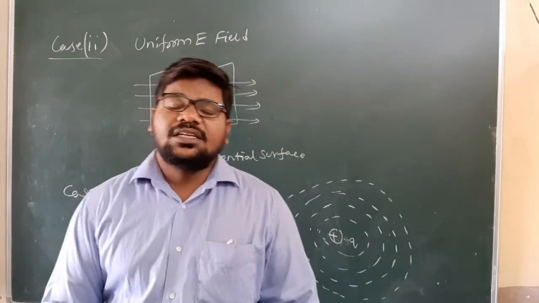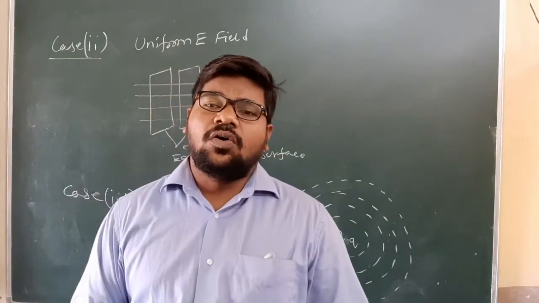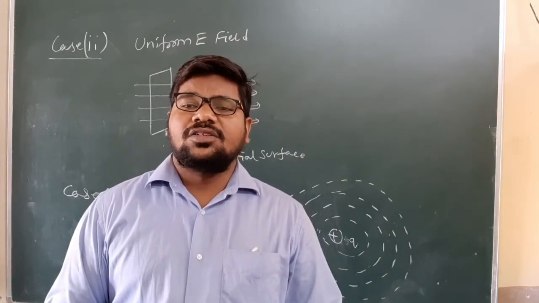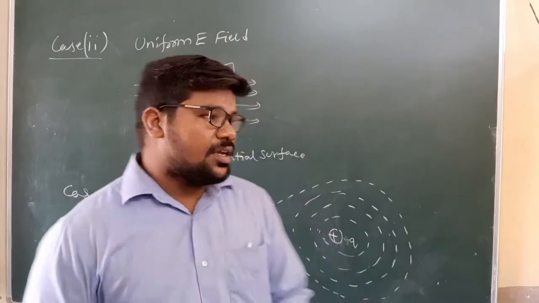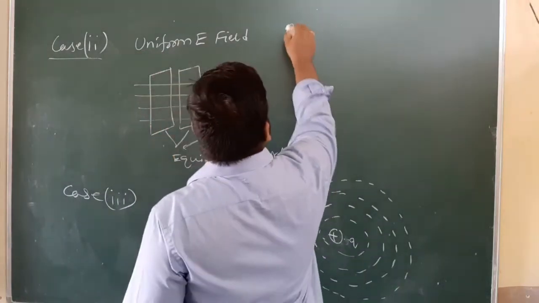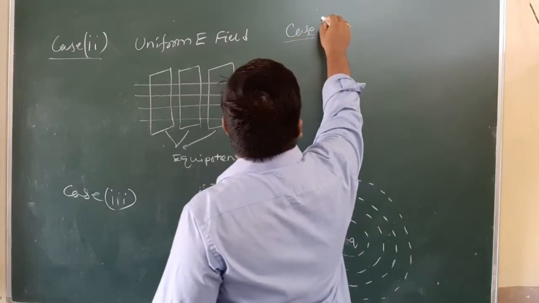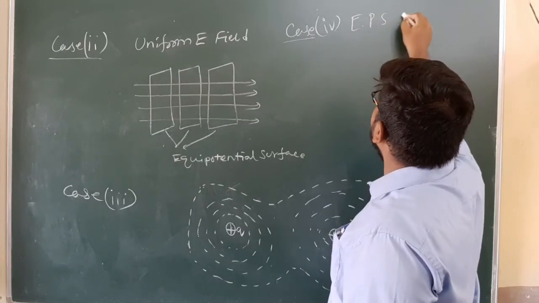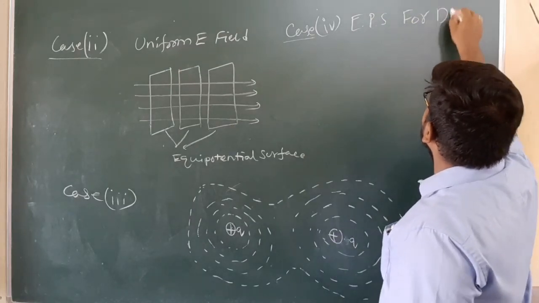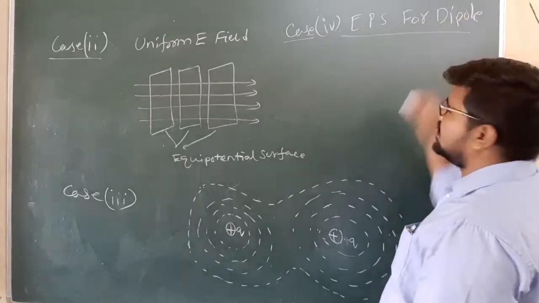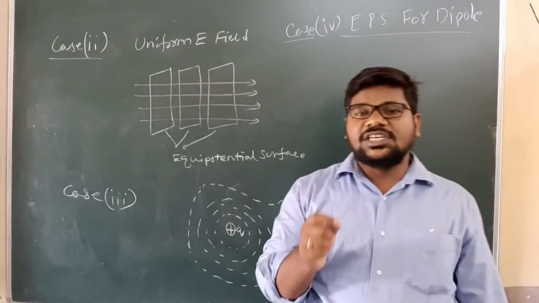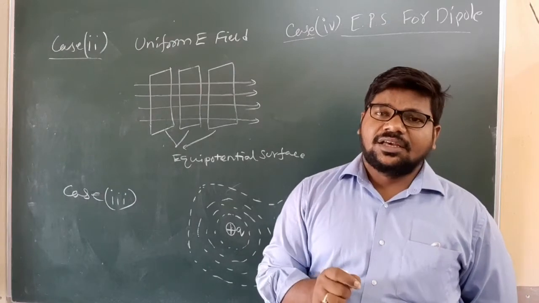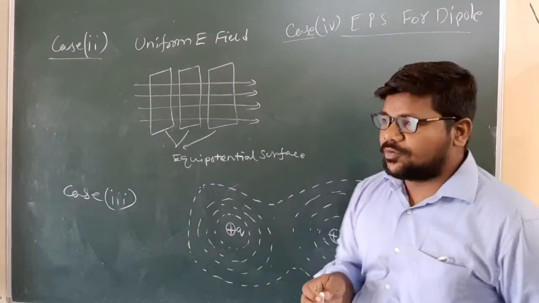Next, case 4, the equipotential surface for an electric dipole we have to discuss. Case 4, equipotential surface for dipole. Okay, what is a dipole, my children? Two equal magnitude charges which are separated by a small distance. Okay, we have to find the equipotential surface.